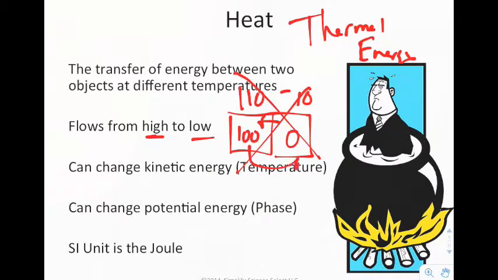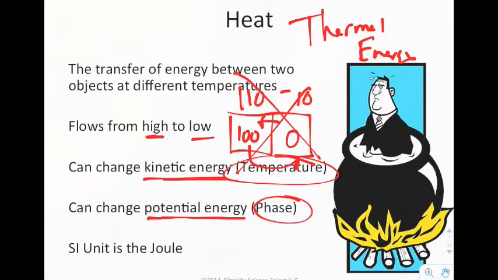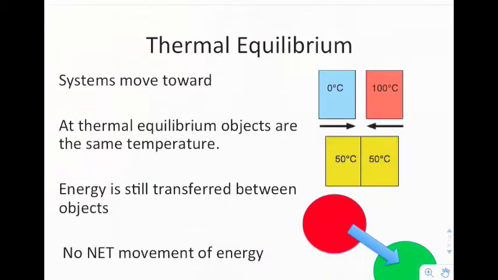Instead, heat always flows from the high temperature to the low temperature. Now, heat can be used to change the kinetic energy, which is related to the temperature, or it can be used to change the potential energy, which is related to the phase. So whenever you add heat or energy to a system, that energy has to go somewhere. It either goes to the temperature or the phase. Now the SI unit is the joule because all energy is measured in joules.